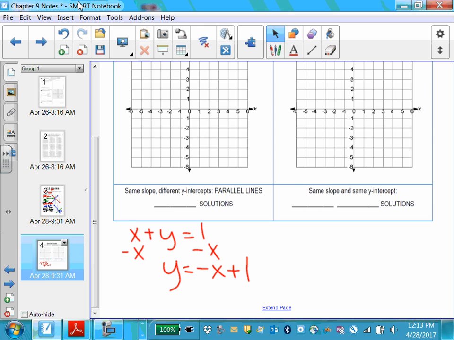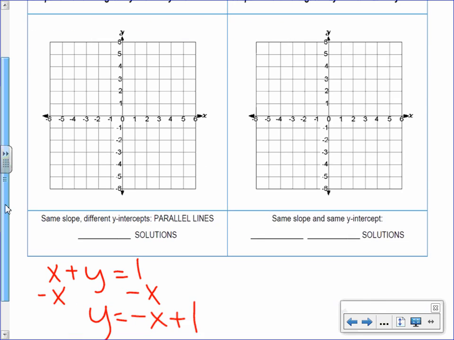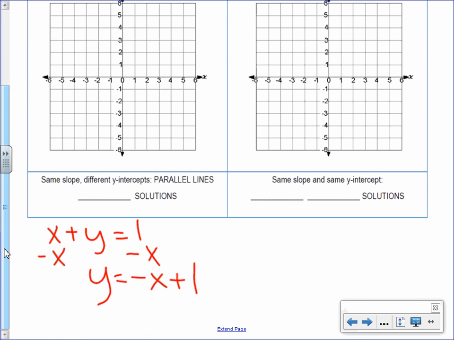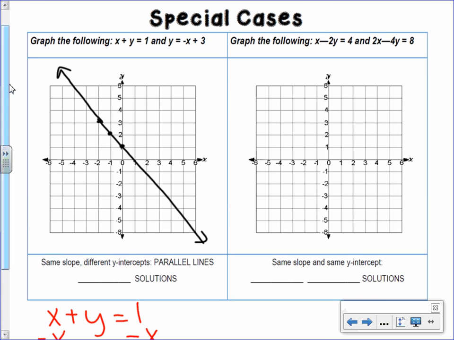Hopefully, if done correctly, you have graphed 2 parallel lines. So this one, when I rewrote it, I got y equals -x plus 1. So I went to 1, and then up 1 over 1, up 1 over 1. So this one looks like this. The next one was 3, and then up 1 over 1, up 1 over 1. Hopefully you got 2 lines that are parallel to each other.